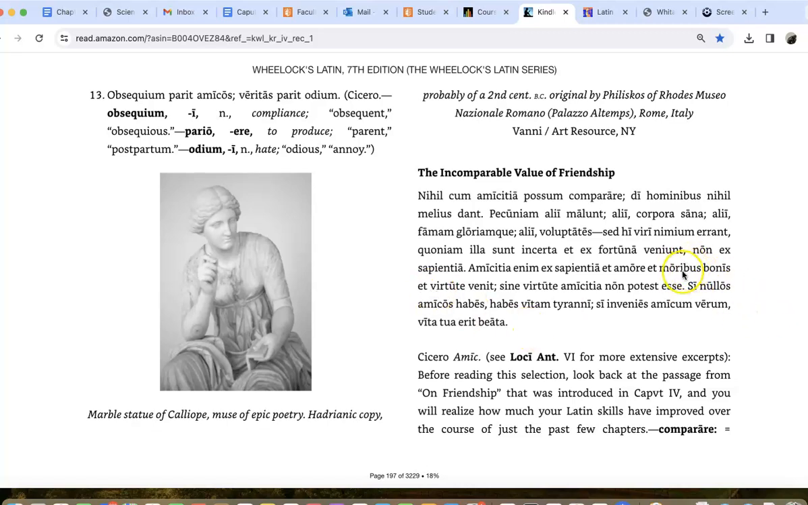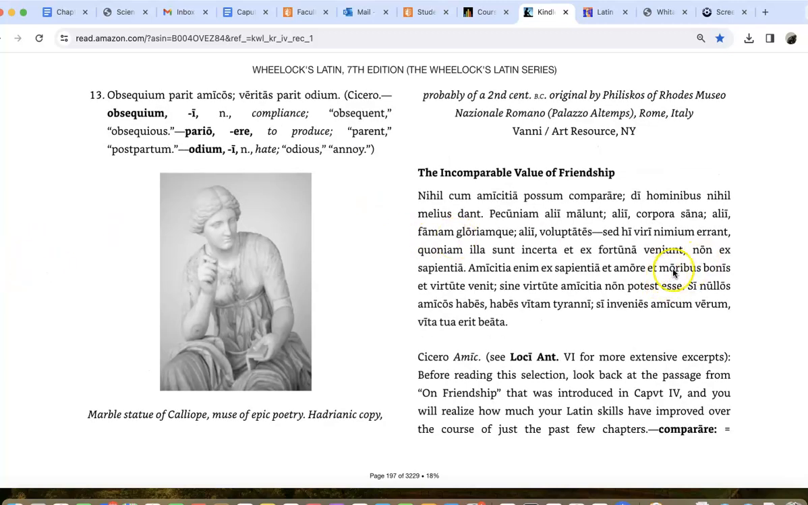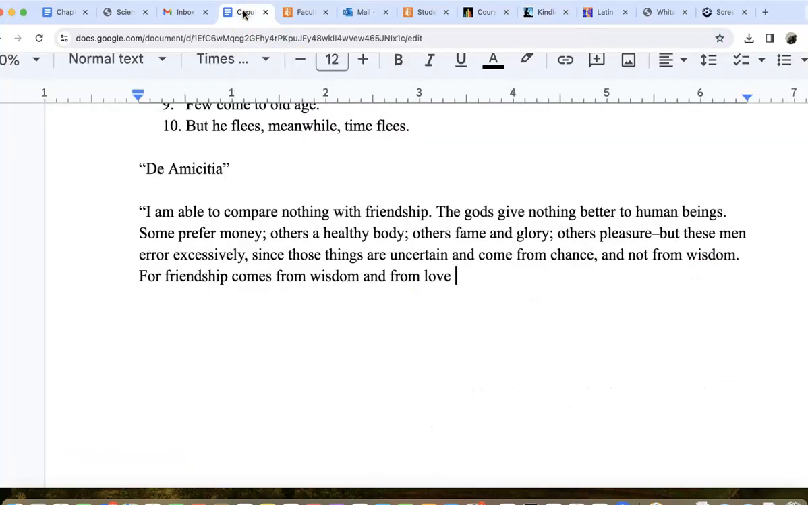So this one's a little bit tricky because they're all in the ablative. Let's see if they give us a little bit of help how to translate that. They do not. That's fine. But this is where we get words like mores or customs. And then, of course, bonis means good. So I'm going to say, and from love and men of good character and virtue. So since those things are uncertain and come from chance and not from wisdom, for friendship comes from wisdom and from love and men of good character and virtue.